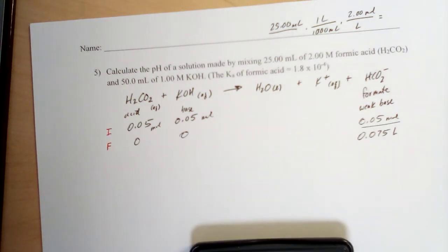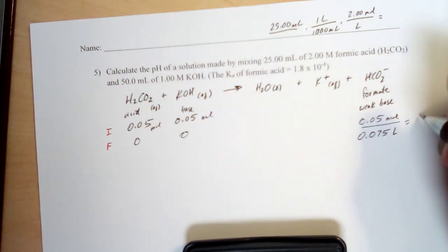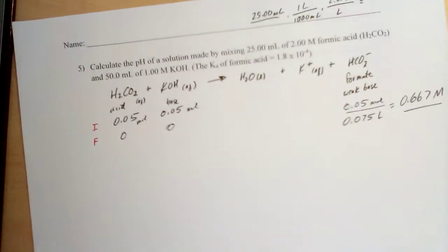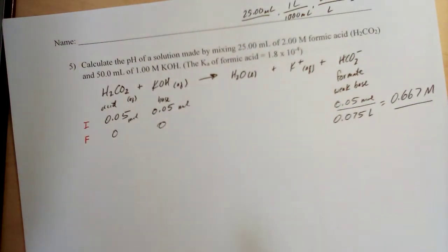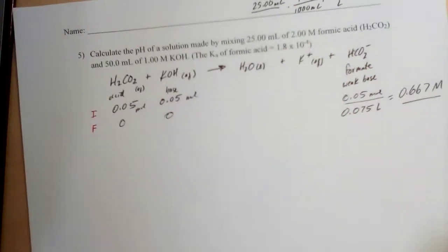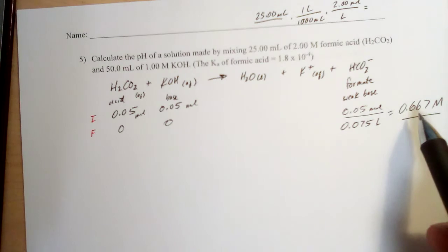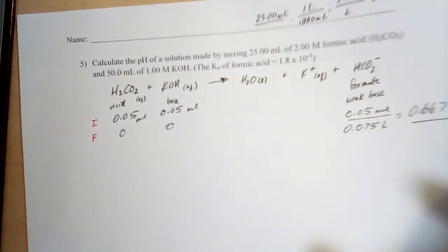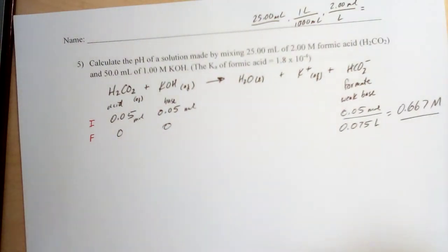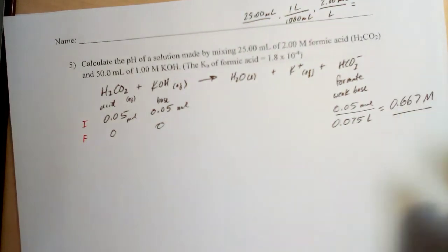That is something you ought to be able to do fairly efficiently now as well, so I don't feel like I need to write that one down. The concentration of formate is 0.667 molar. Now, we're kind of at the place now, or close to the place where we started the previous problem with the weak acid. We know the concentration of the weak base.